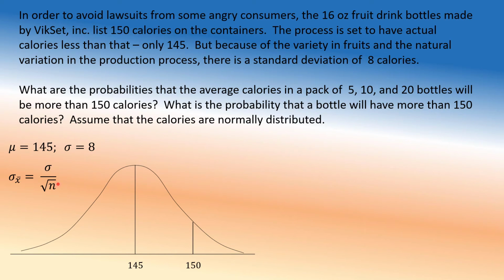Sigma x bar will be this one. And n is the sample size. So here's a normal distribution, mean is 145. We want to find out 150 or more, that will be this one here.